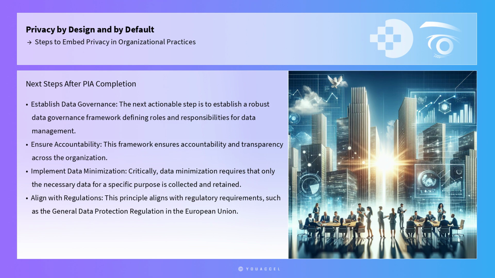Once a PIA is completed, the next actionable step is to establish a robust data governance framework. This framework should define roles and responsibilities for data management, ensuring accountability and transparency across the organization. Implementing data minimization principles is critical here. Data minimization requires that only the necessary data for a specific purpose is collected and retained. This principle not only reduces the risk of data breaches, but also aligns with regulatory requirements, such as the General Data Protection Regulation in the European Union.